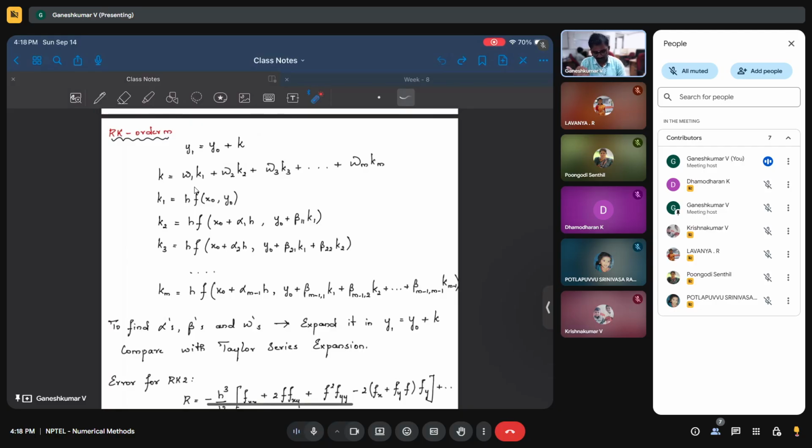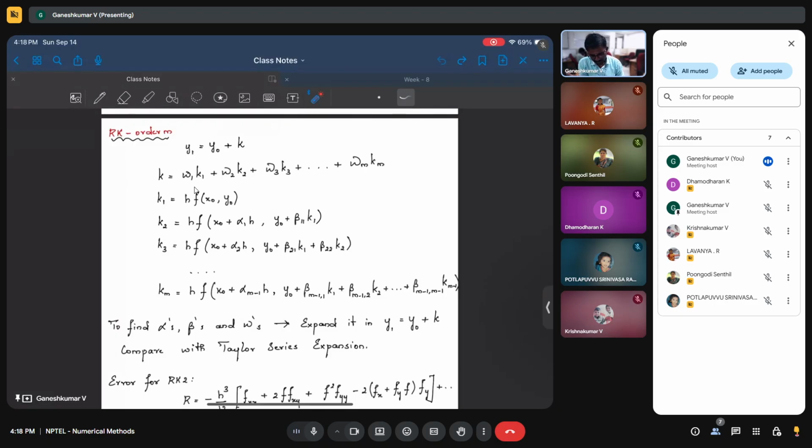Okay, so this k naught can be represented like this, where the omegas are arbitrary constants. We don't know what the constants are, and they may or may not agree to a certain equation, or may or may not be dictated by the equations.